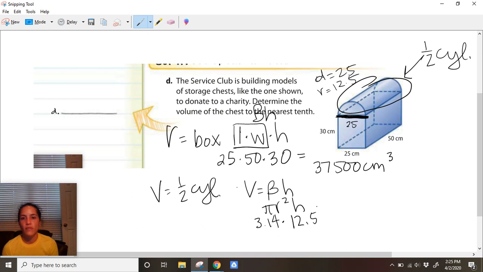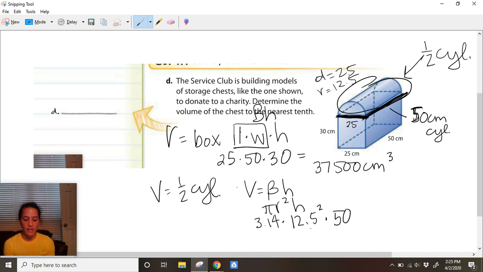So 12.5 squared, and then the height of the cylinder. This is how long the cylinder is. Be careful, the cylinder is not 30. The cylinder is 50 centimeters, because if we took that cylinder and stood it up tall, it would be 50 centimeters. So that is the height of the cylinder.